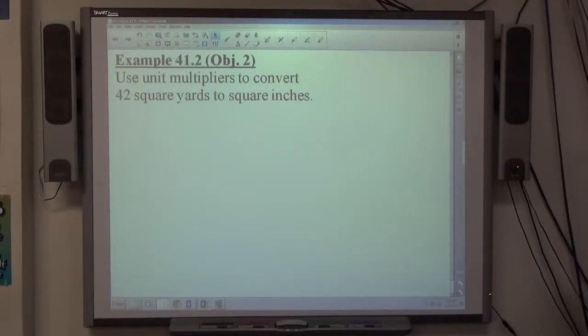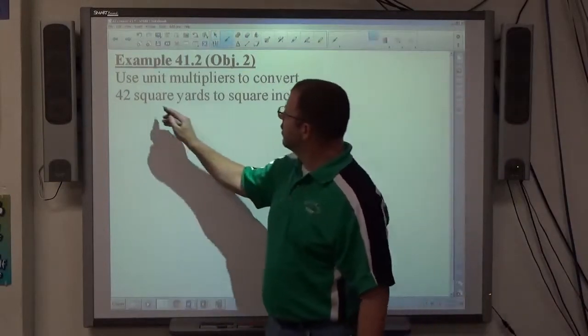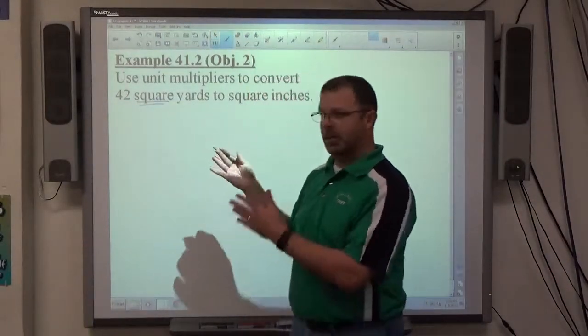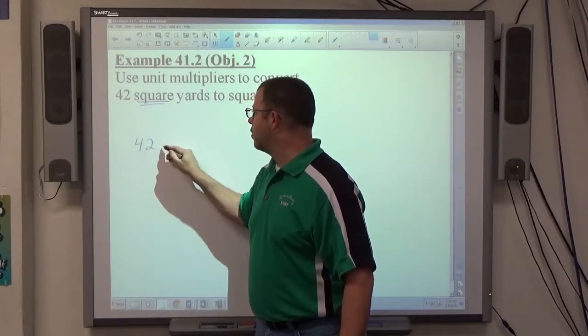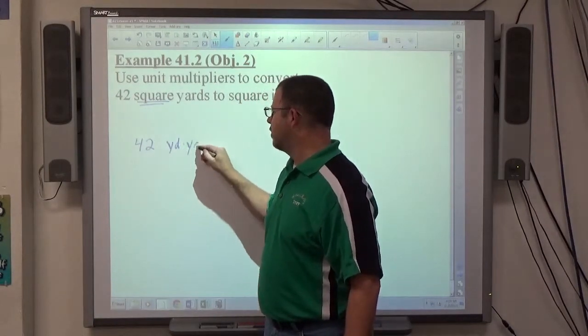Example 2, use unit multipliers to convert 42 square yards to square inches. Now, in this case, you can see here square yards means that the unit of yards is squared. So what we do is we write 42 yards.